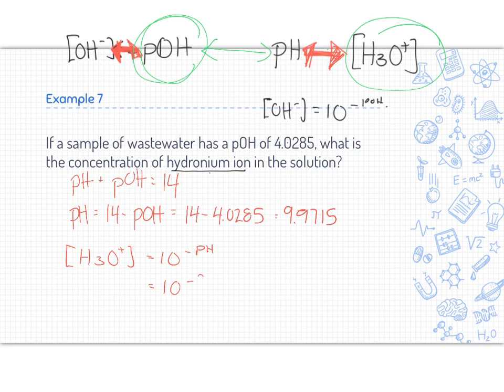From pH, I can calculate the H3O plus concentration using 10 to the negative pH. So 10 to the negative 9.9715, and we get 1.068 times 10 to the negative 10 moles per liter. Again, there were 4 decimal places in my pOH. Therefore, there can be 4 significant digits in my concentration.